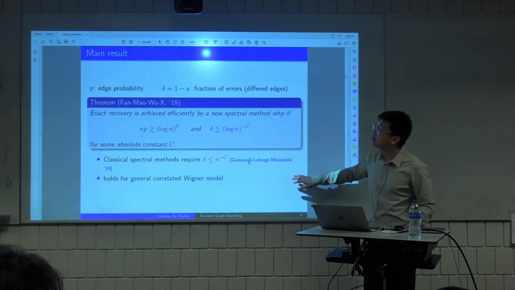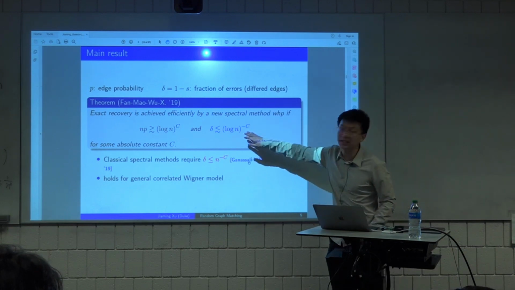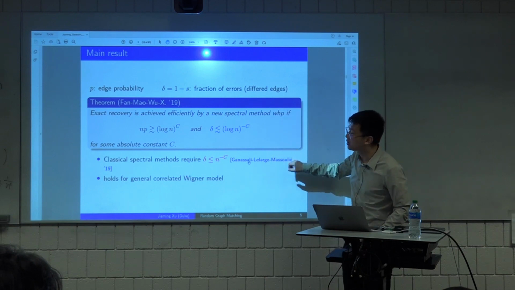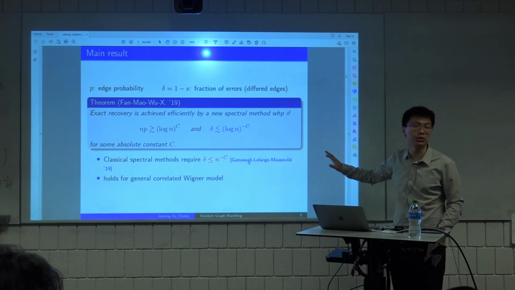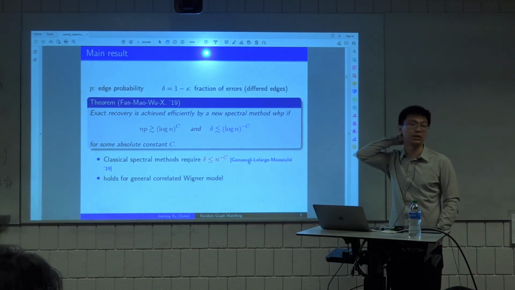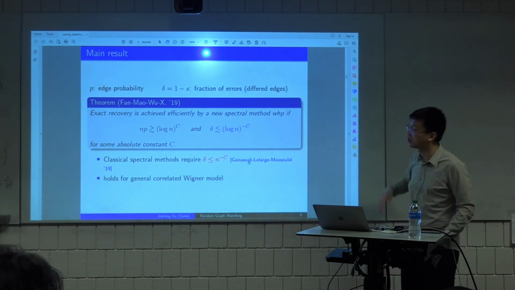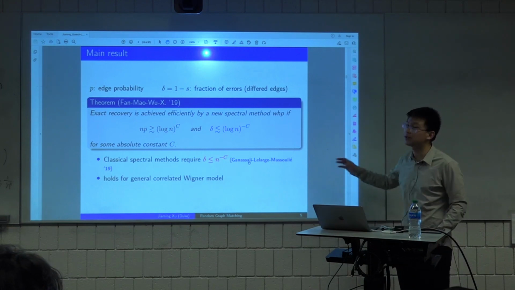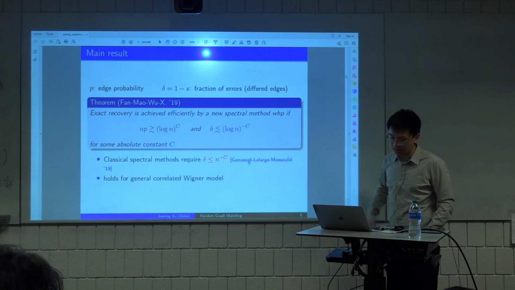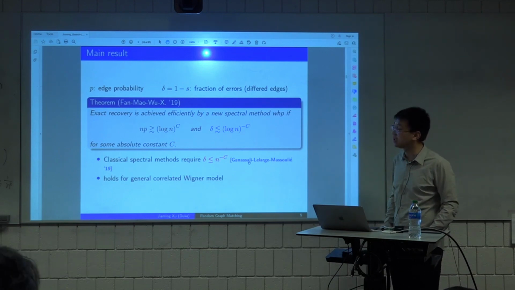Another nice thing about this algorithm, even though it is not state of the art for efficient algorithms, is that it holds for the general models that I'm going to talk about later. For example, it also holds for the Gaussian version of the problem. So it holds for the very general correlated Wigner model. It has this very nice universality property, and I'm going to talk more about this in the second part of this lecture.